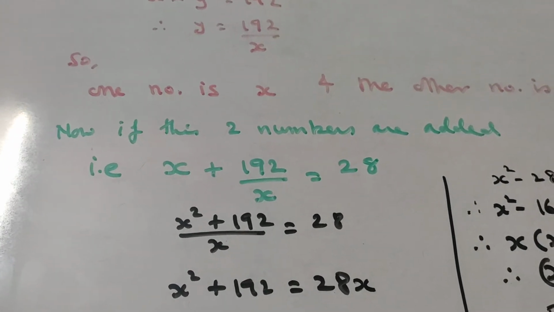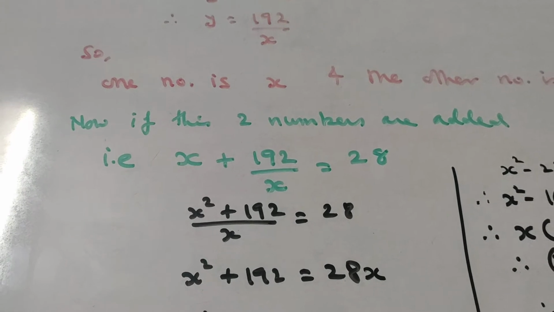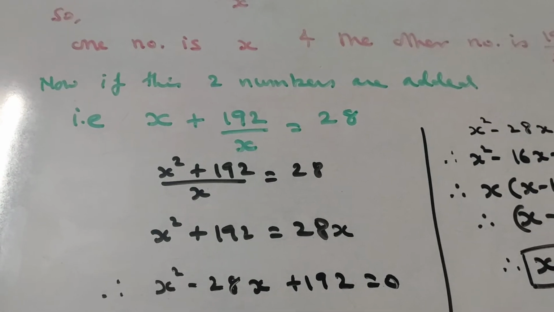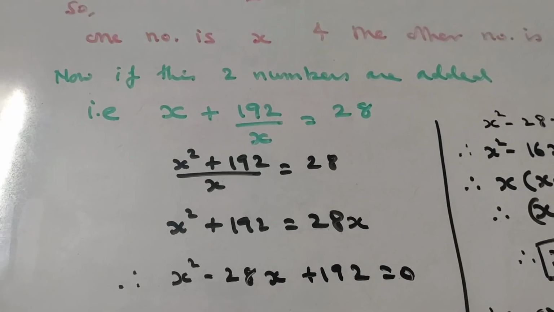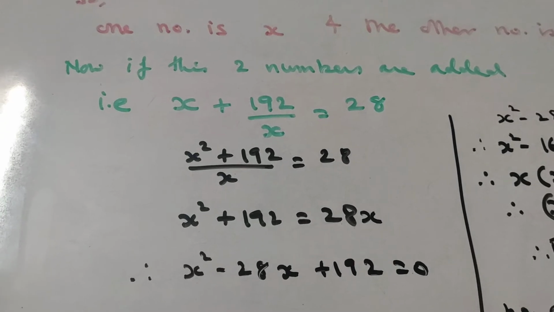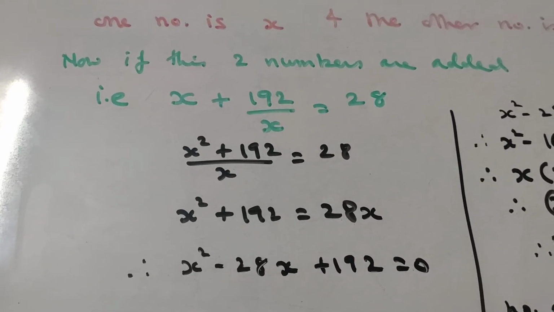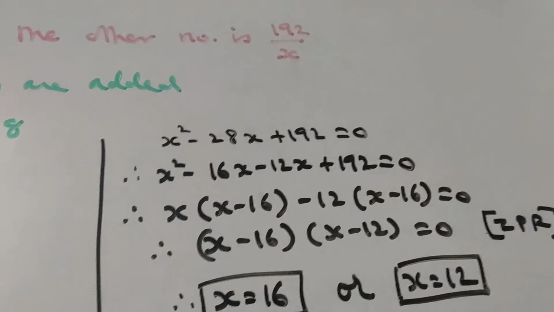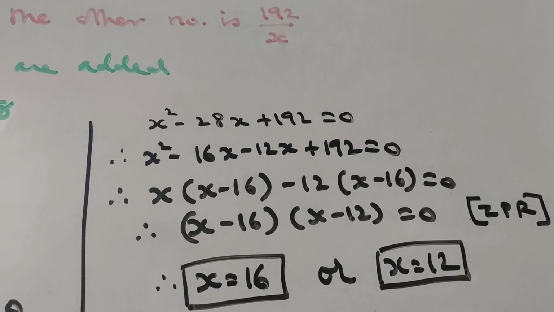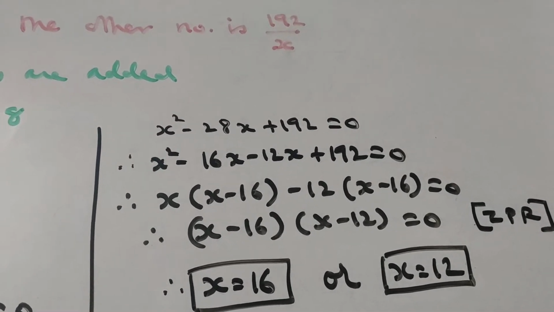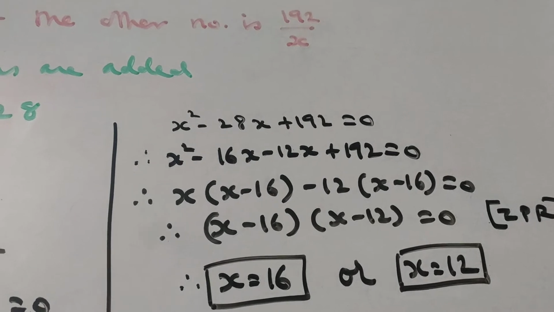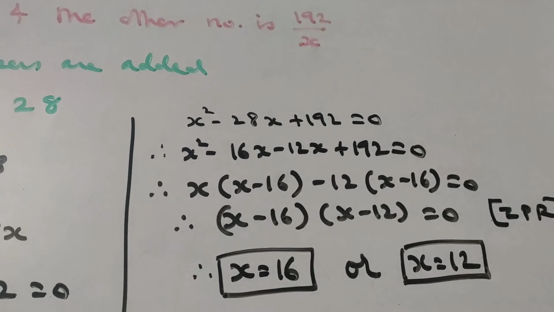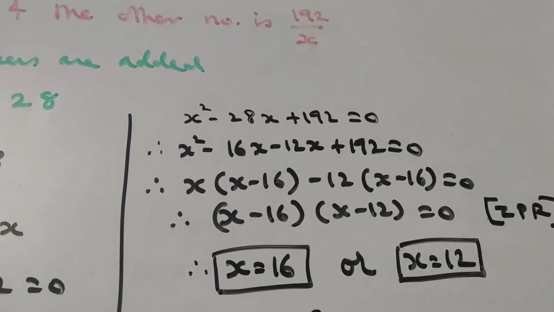Taking LCM, we get x square plus 192 upon x is equal to 28. X goes this side, so it becomes x square plus 192 is equal to 28x. 28x comes on to the left hand side, it becomes minus. So the quadratic equation we are getting is x square minus 28x plus 192. Now simplifying and solving it by factorization method, we are factorizing it by splitting method. So 192 is split in such a way that those two numbers, if you add, you get minus 28. So here we get 16 into 12, so minus 16 minus 12 we get minus 28.